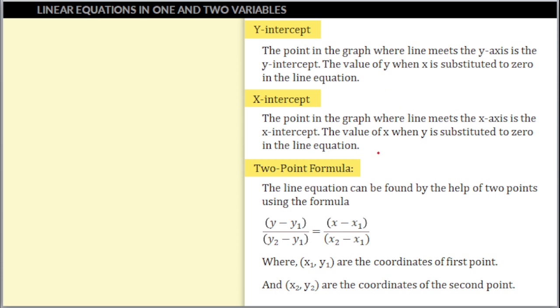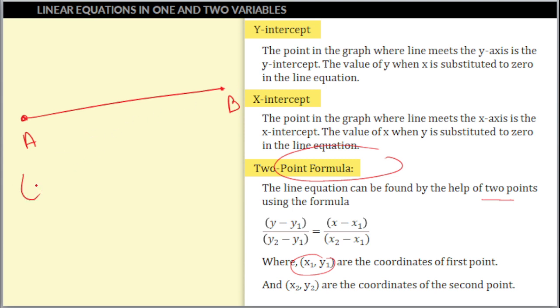Again, the two-point formula. We can find the equation of a line if we know the coordinates of two points. For example, this is a point A and this is a point B, and we want to find the equation of this line. The coordinates of this point are x1, y1, and of this point are x2, y2, and we want to find the line equation of AB.